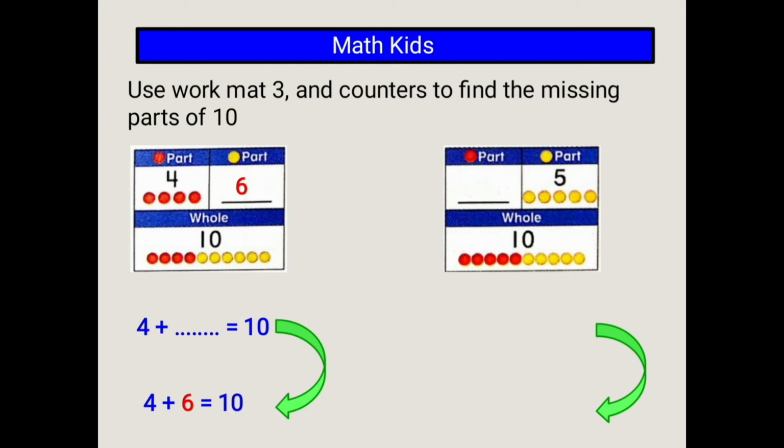For the next one, we have here at the red part, we don't know the number. At the yellow part, we have 5, and we know the whole number will be 10. How can we get the first part, which is the red part? So, what plus 5 gives you 10? You can use your fingers again. Count after 5. Very good. So, 5 plus 5 gives you 10. So, we'll draw 5 at the red part.